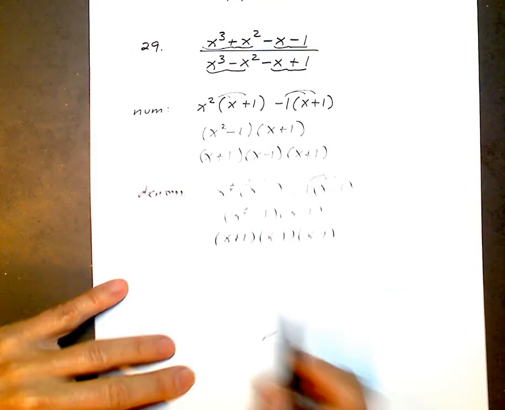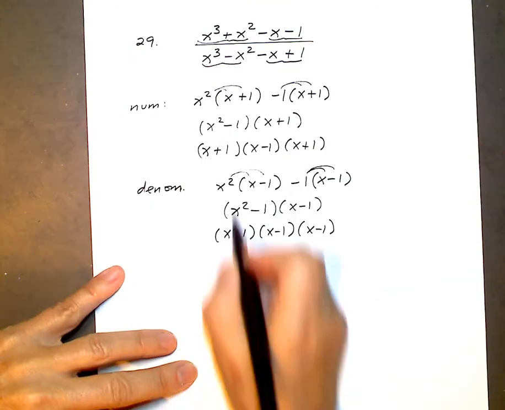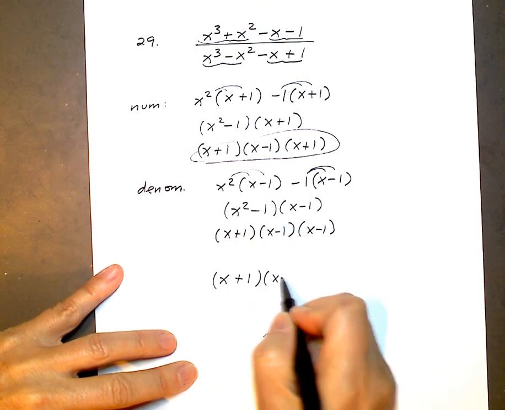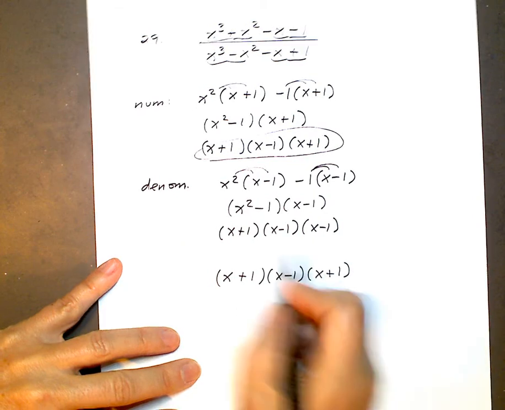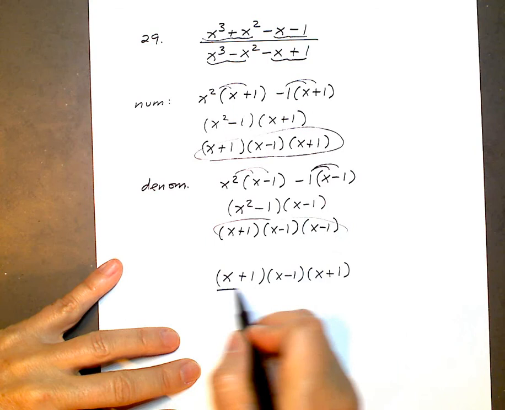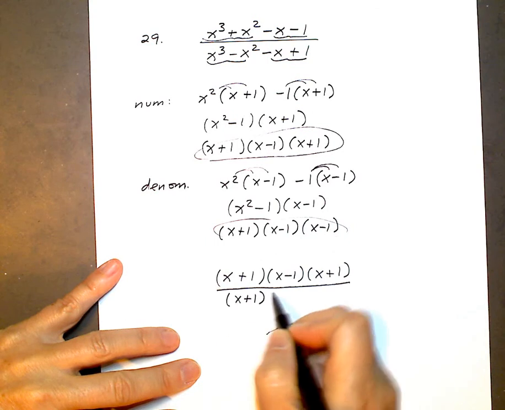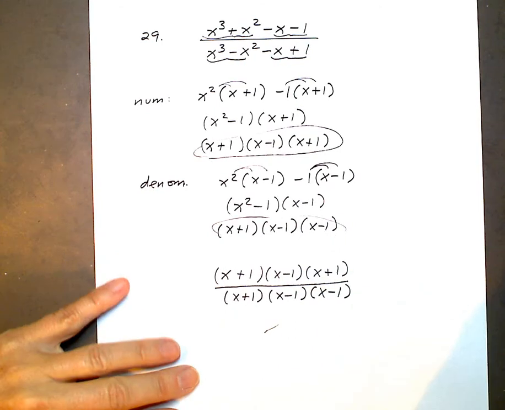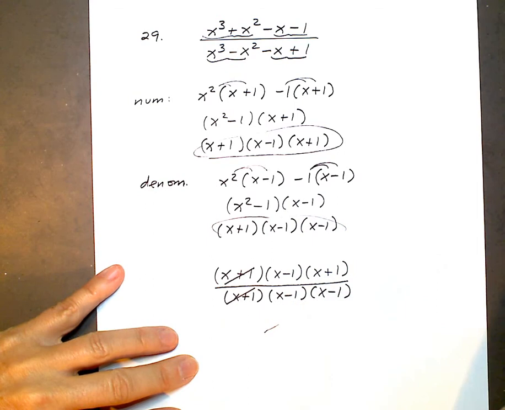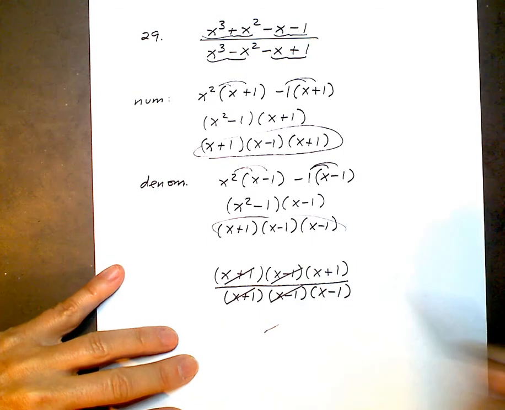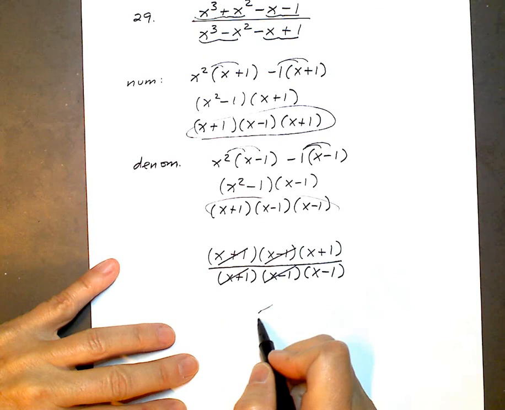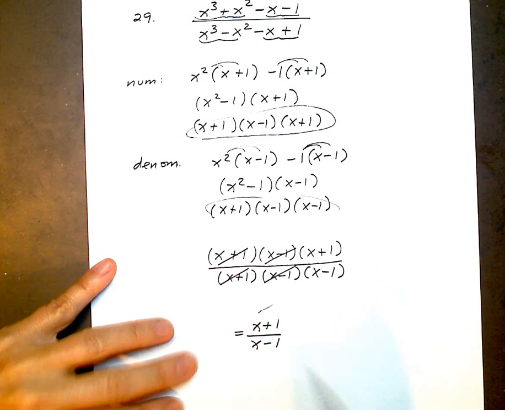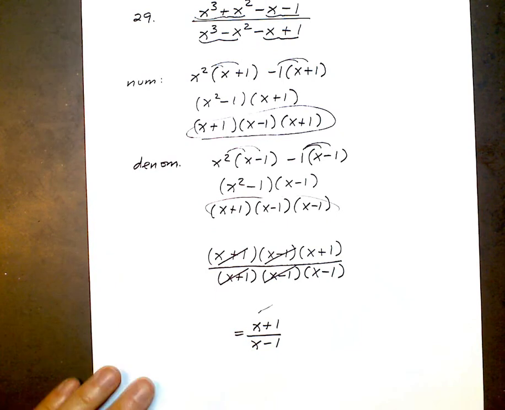Now putting them together, in my numerator I have x plus 1, x minus 1, x plus 1, and in my denominator, I have x plus 1, x minus 1, x minus 1. So what's going to cancel here is an x plus 1 over an x plus 1, and an x minus 1 over an x minus 1. Those are both 1s. And I'm left with simply x plus 1 over x minus 1 as my final simplified answer. So that's it.